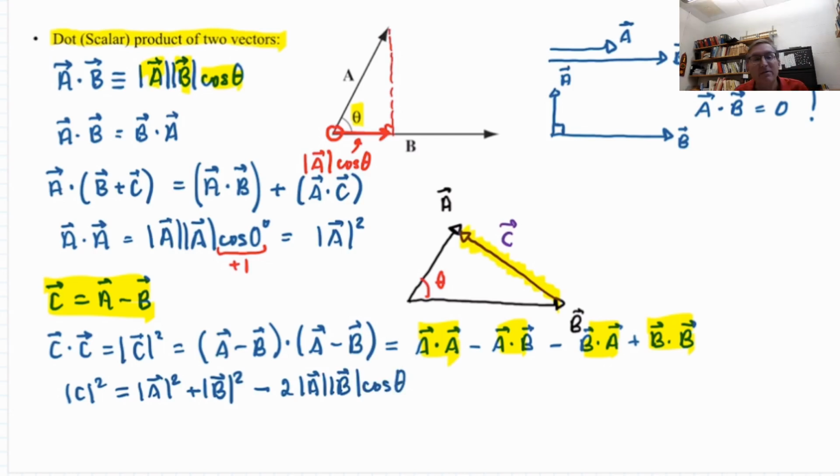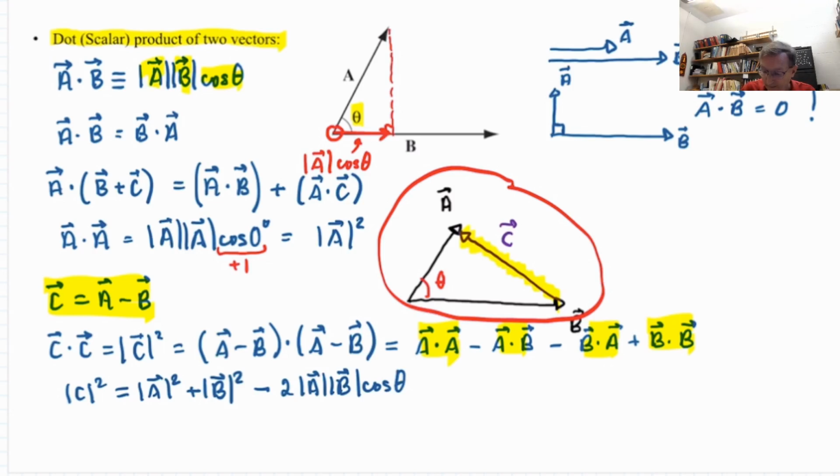All right, now look at what we've shown. For this triangle right here, formed of the three vectors A, B, and C, with the three sides, and one of the angles there labeled theta, C is the side opposite to theta. The length of that side, C squared, is equal to the lengths of the other two sides squared and added, minus 2 times the length of the other two sides times the cosine of the angle theta.